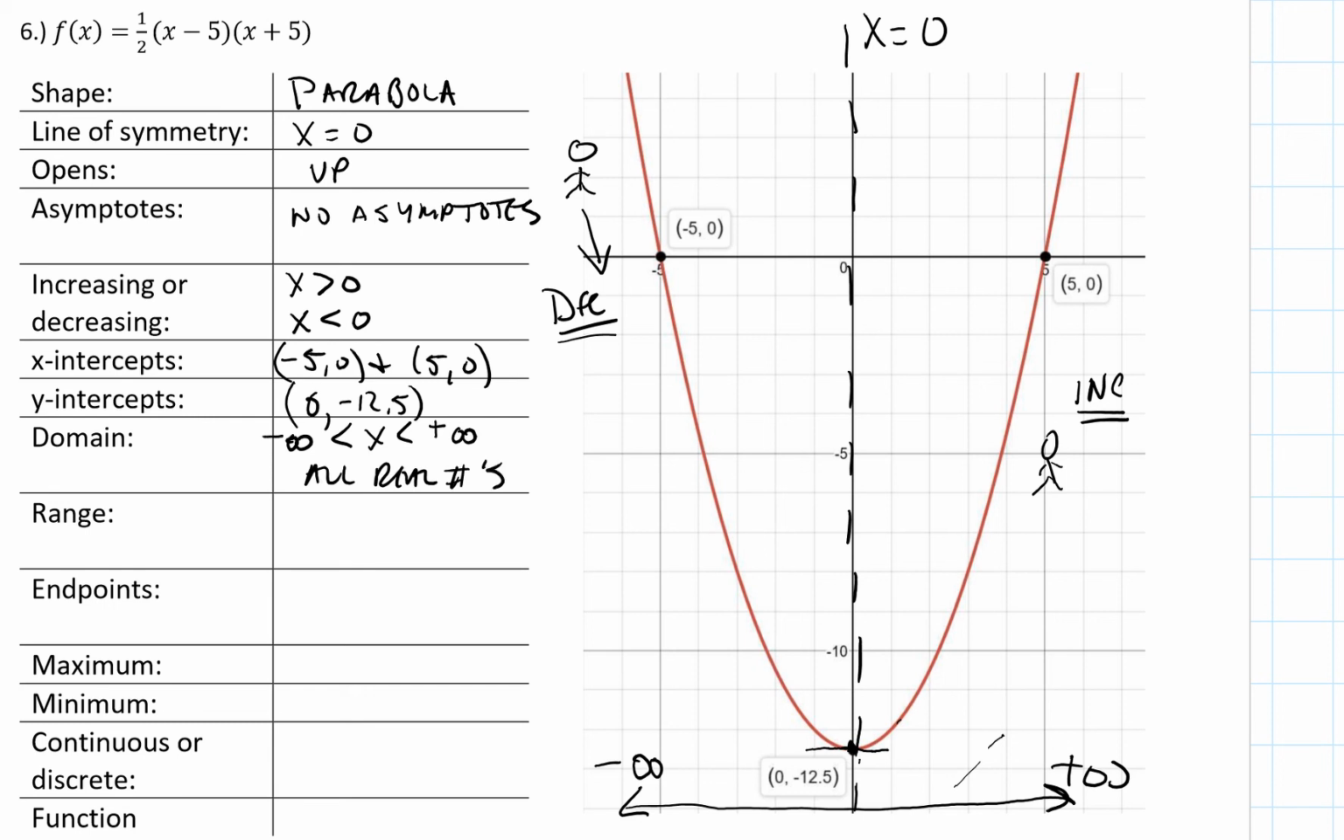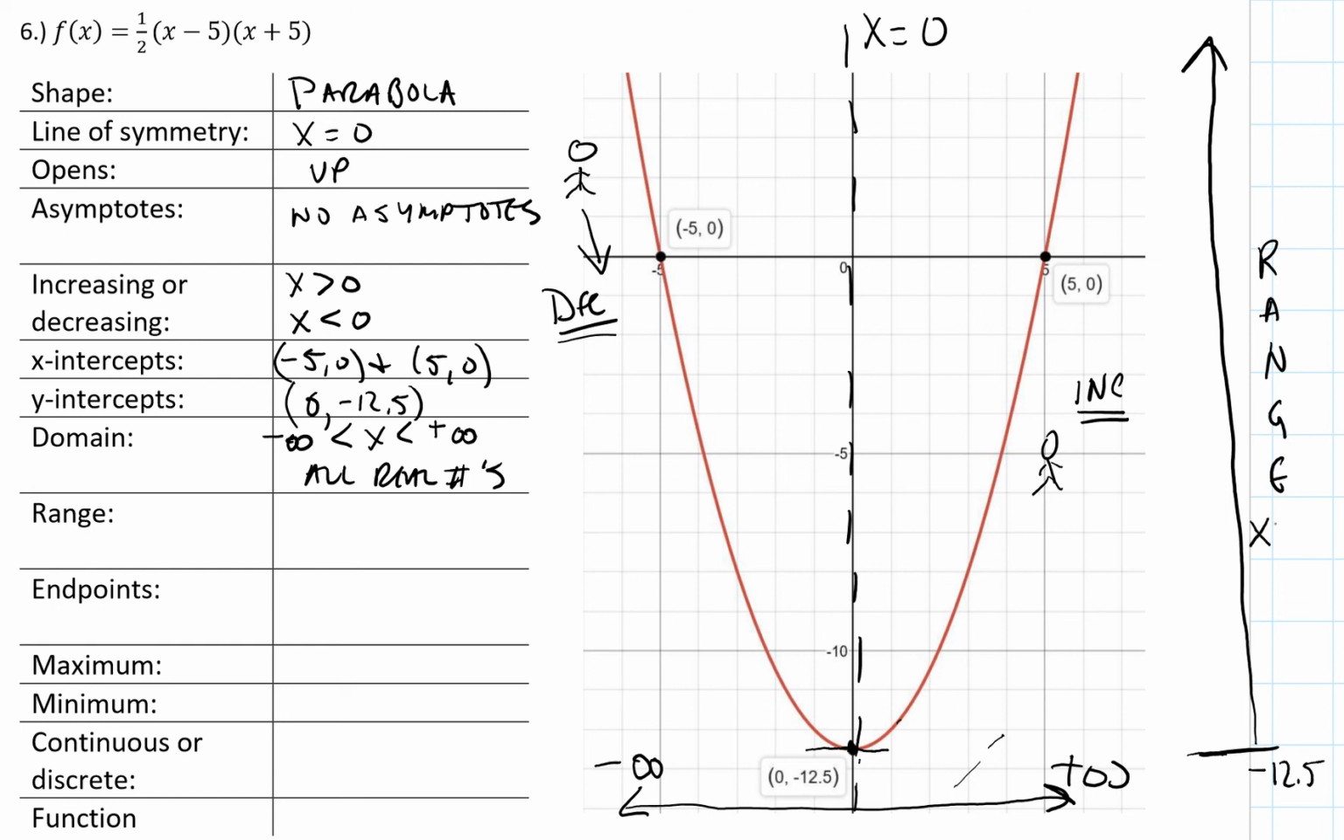Also the range, if we look at the range, we're starting here. The lowest value is negative 12.5, and then we're going to include everything above. So this is the range going in this direction, and the range is y is greater than or equal to negative 12.5.